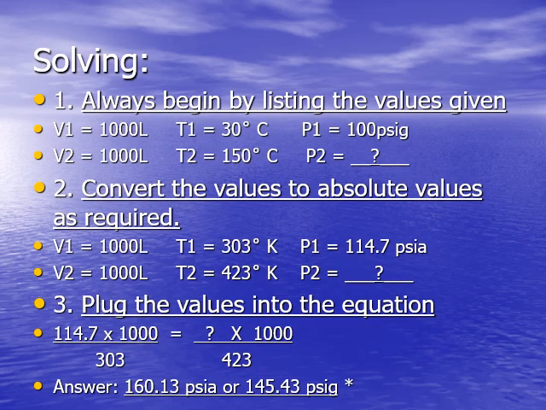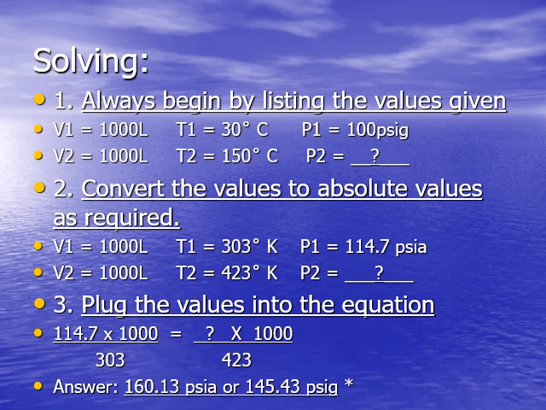This slide demonstrates how to apply the combined gas law when volume remains constant. First, we list the given values, initial volume and pressure, as well as the temperatures in Celsius. Next, we convert the temperatures to Kelvin and convert the pressure from PSIG to PSIA by adding atmospheric pressure, 14.7 psi. Then, we plug the absolute values into the equation.